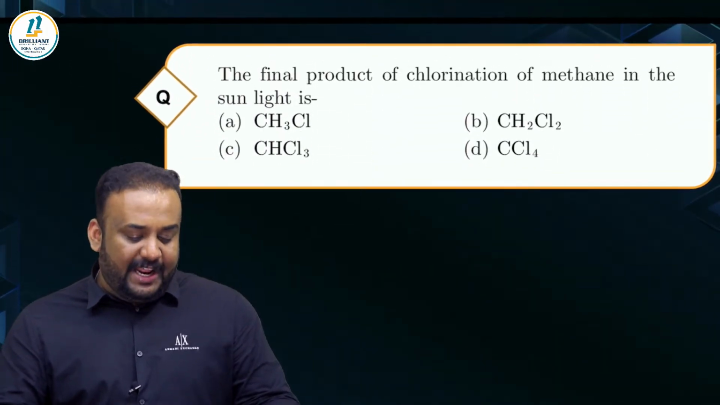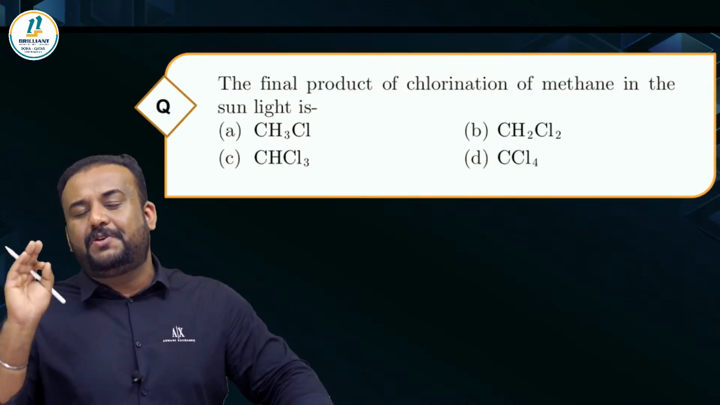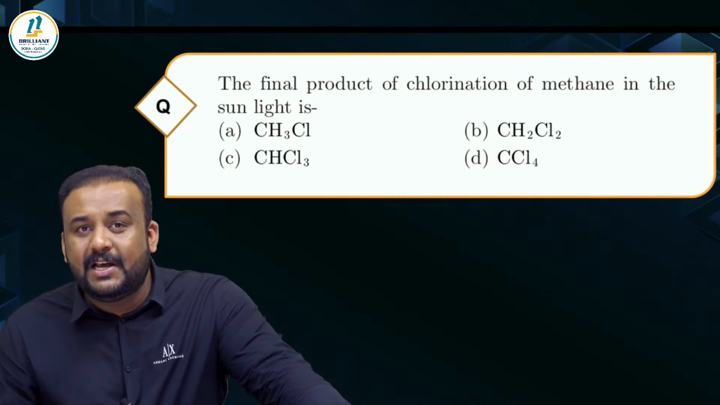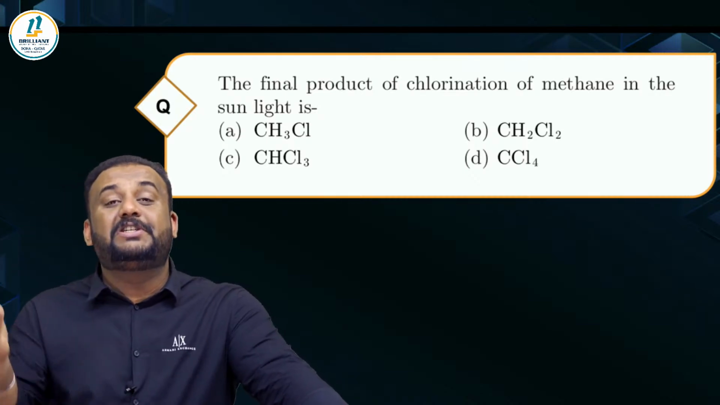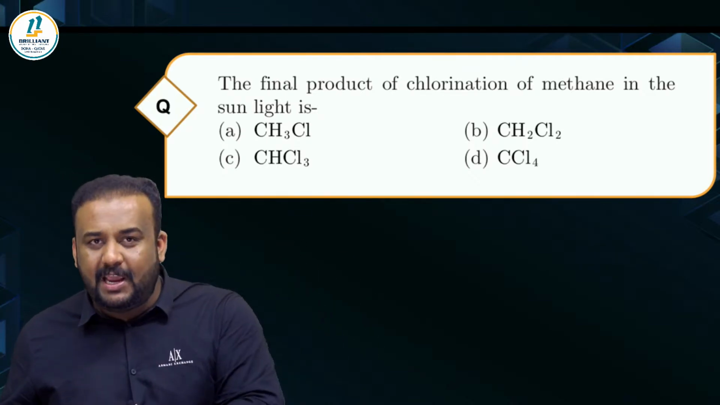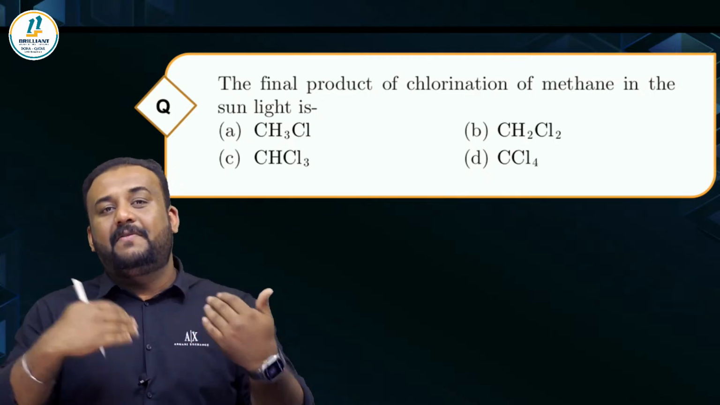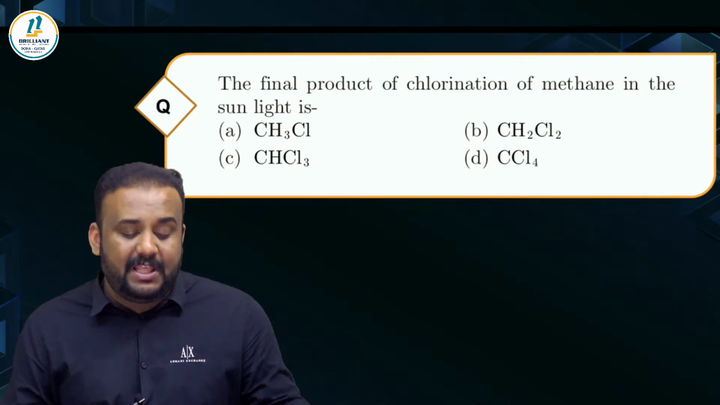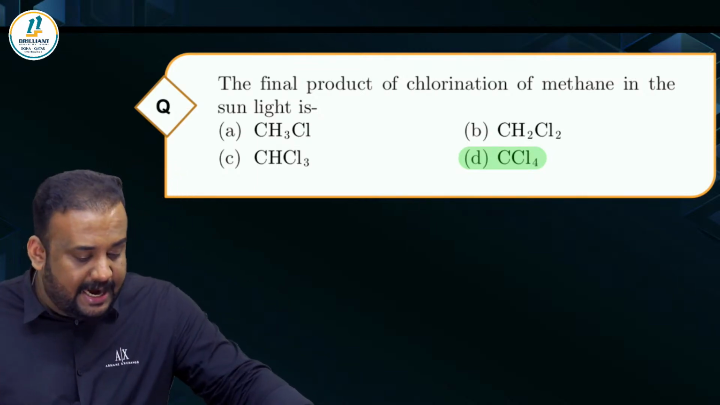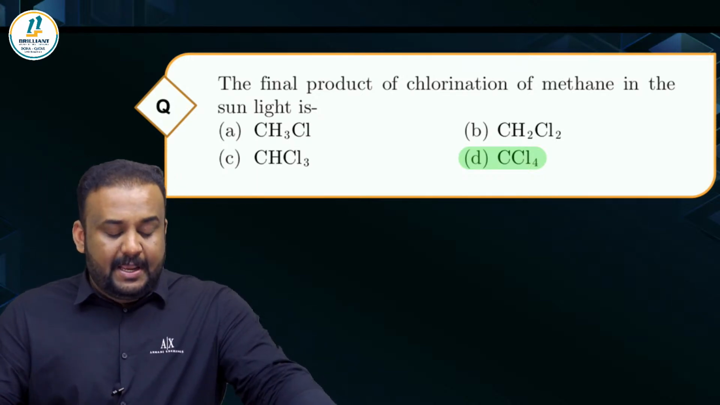The final product of chlorination of methane in the sunlight is. You have studied substitution reaction, a very important reaction. Saturated hydrocarbons when reacting with chlorine in presence of sunlight, the hydrogen atoms will sequentially get replaced. In the first step, when 1 mole of chlorine reacts, it will form chloromethane. In the second step, dichloromethane. Third step, trichloromethane or chloroform. And then fourth step is carbon tetrachloride or tetrachloromethane, which is CCl4. In methane, all the hydrogen atoms will get replaced. So it's option D.